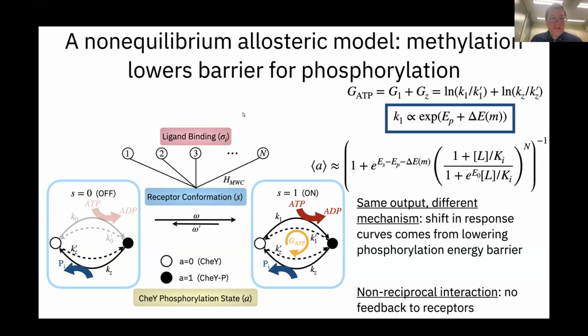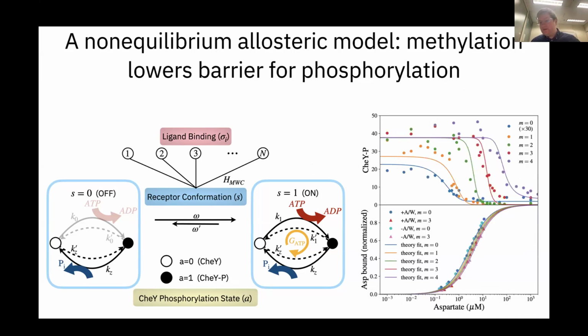If we do some analysis and work out the average activity that comes out of this model, in the large dissipation limit, we find a functional form that's very similar to, or actually exactly mappable onto, the MWC model, but here it's coming from a very different mechanism. Rather than modifying one of these MWC equilibrium energies, the shift in the downstream response is coming from lowering of this reaction barrier for the phosphorylation reaction. So this gives us a mechanism that doesn't feed back to the binding response and allows us to simultaneously capture the broad adaptive shifts in the downstream of the signaling circuit and the narrow adaptive shifts on the input side.